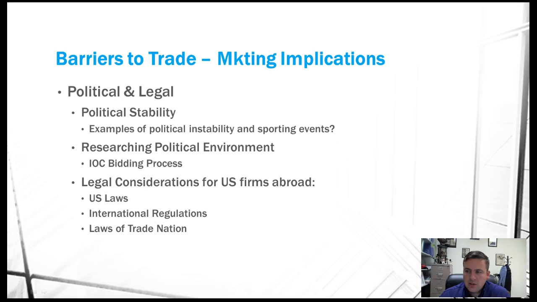One thing you want to do as you're talking about marketing of multinational events, and one thing the IOC does, is during their bidding process, there are a lot of different variables that they look into.